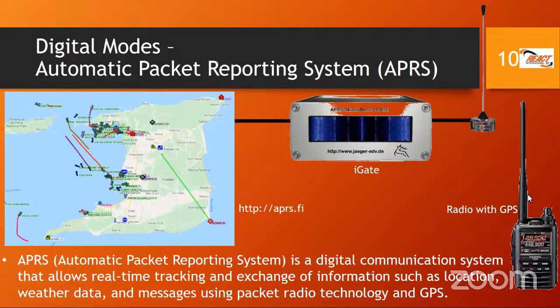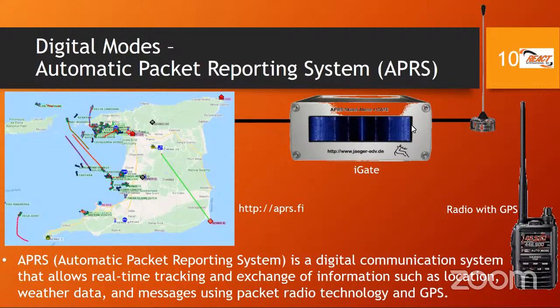For example, it uses the mode of the signal that is leaving this radio. It's called APRS, which stands for Automatic Packet Reporting System. So we say it's a digital communication system, and it allows real-time tracking, just like a GPS, and exchange of information such as location, weather data, and messages using packet radio technology and GPS. So APRS uses packet radio and GPS, and it's really cool to track yourself or track someone on a map using a radio like this.